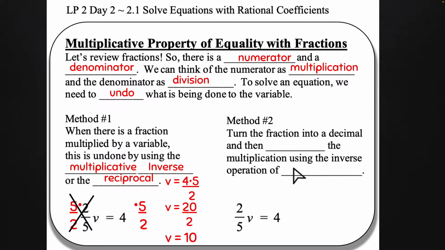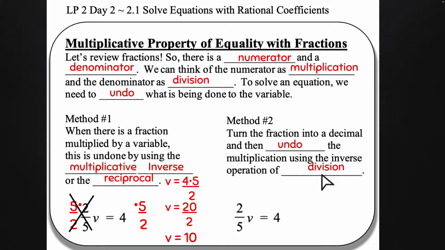If it's not terminating, I wouldn't use this method, honestly, just because if the computer hasn't asked you to do any rounding, then, especially Alex.com, can be a little picky about the answers it's willing to accept. If it hasn't told you to do any rounding and you do rounding, it's going to mark it wrong. So just be careful about that. So turning the fraction into a decimal and then undoing the multiplication using the inverse operation of division.